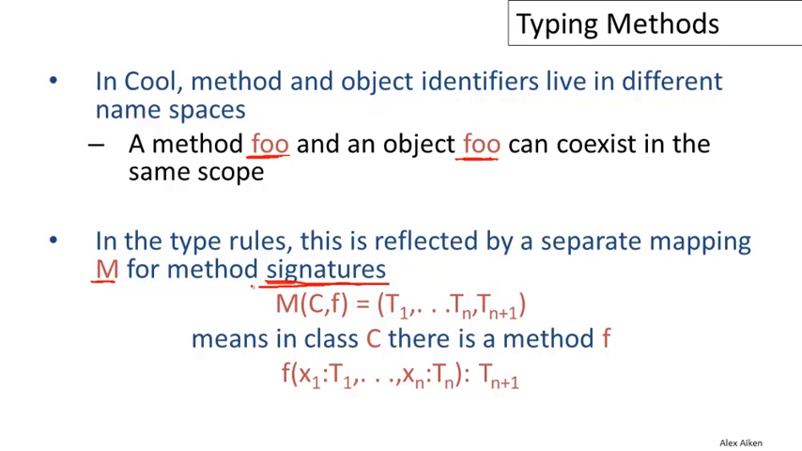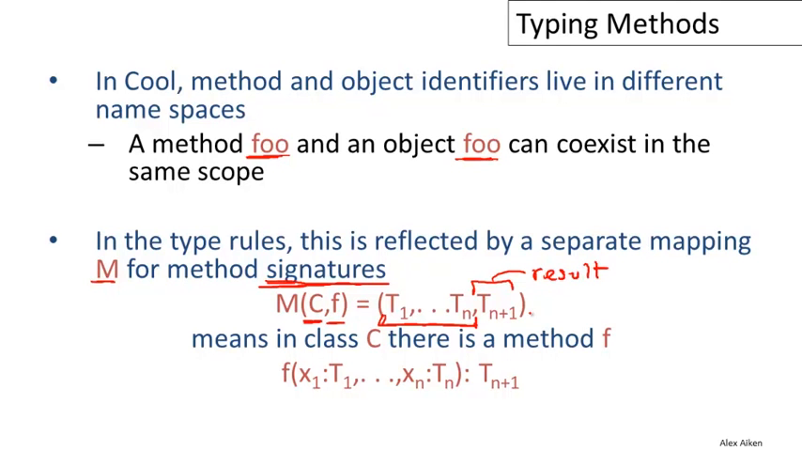And a signature, this is a standard name that you'll probably hear used in other contexts, is just a function's input and output types. And so this table, M, is going to take the name of a class and the name of a method in that class, and it's just going to tell us what the argument types of the method are. All but the last type in the list is one of the argument types of the method, and then the last type is the result type. That's the type of the return value.